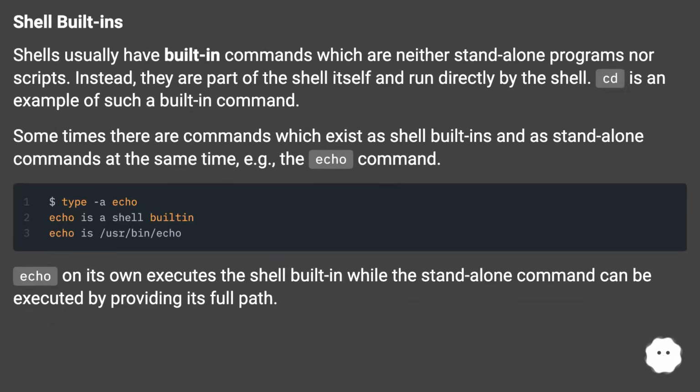Shell built-ins. Shells usually have built-in commands which are neither standalone programs nor scripts. Instead, they are part of the shell itself and run directly by the shell. cd is an example of such a built-in command. Sometimes there are commands which exist as shell built-ins and as standalone commands at the same time, e.g., the echo command. Echo on its own executes the shell built-in, while the standalone command can be executed by providing its full path.